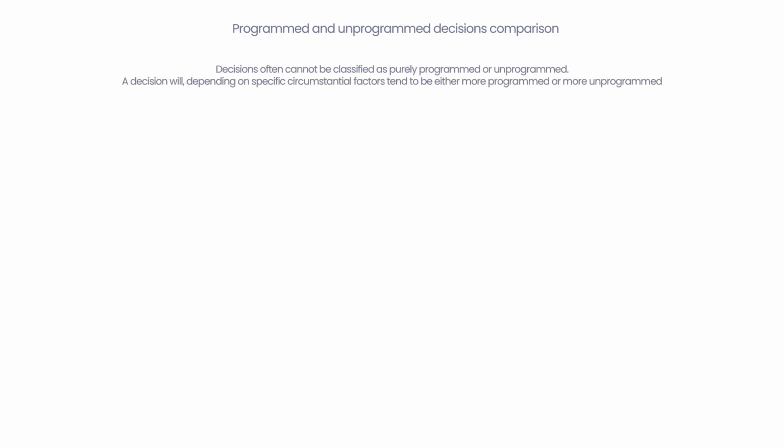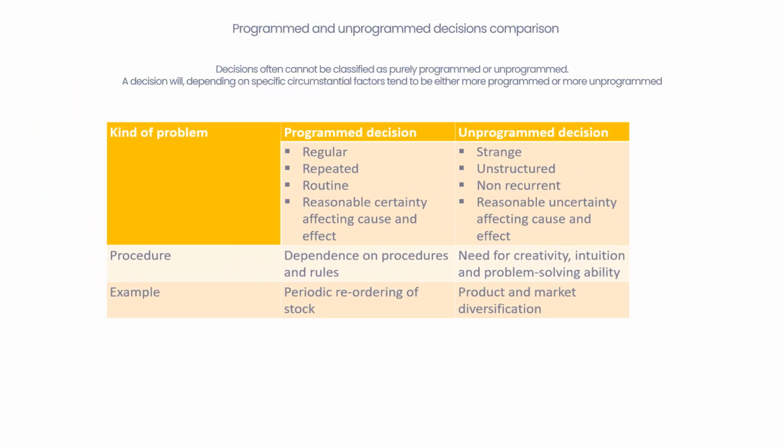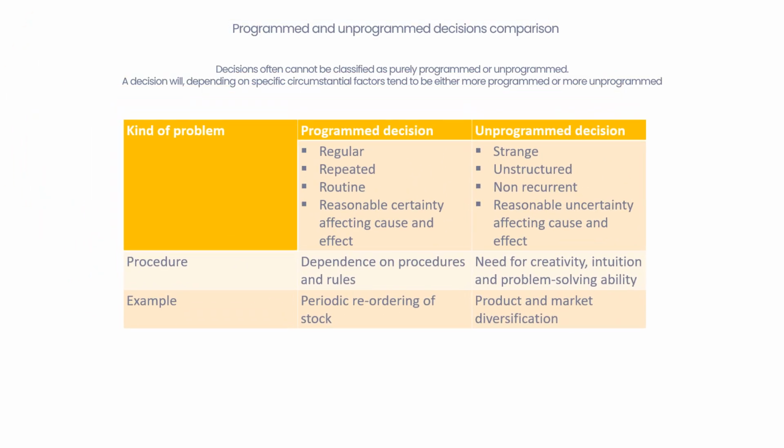Programmed and unprogrammed decisions comparison. Let's say decisions often cannot be classified as purely programmed or unprogrammed. A decision will, depending on specific circumstantial factors, tend to be either more programmed or more unprogrammed. Let's see this table here. We have three columns. The first heading is kind of problem. The second heading is programmed decision, and the third is unprogrammed decision. So it's like a summary of what we have discussed so far.